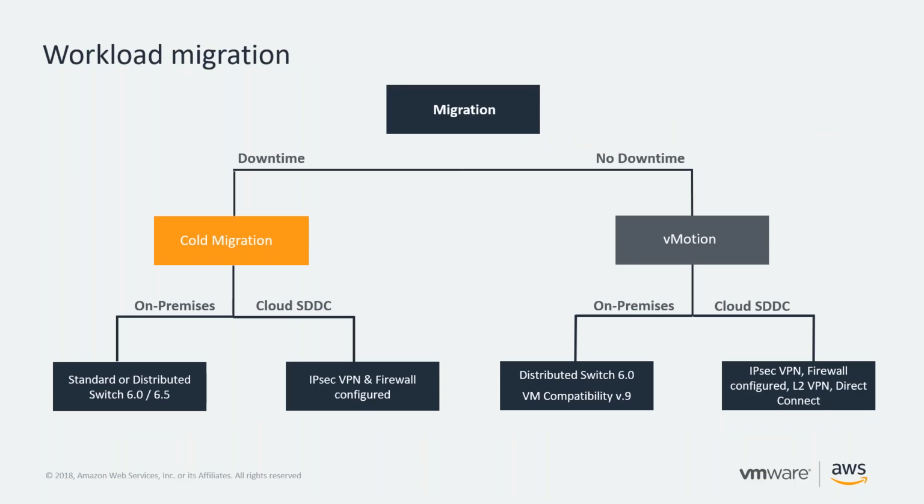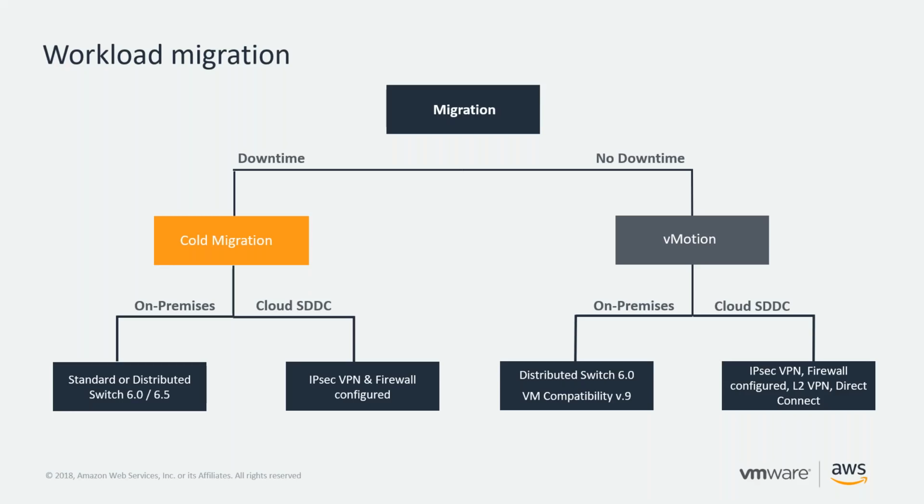So here's a little chart to help digest this and figure out the best way to do this. Now, if we start on the left-hand side, this is for workloads that can incur some downtime. So if they can incur some downtime, we look at cold migrations. On the on-premises side, we can have standard or distributed switches, vSphere 6.0 or higher. On the Cloud SDDC side, or the VMware Cloud on AWS side, we just have to ensure that IPsec VPN is configured and set up to link to our on-prem environment, and the firewall is configured to allow vMotion traffic through, which is the same ports as the cold migration.